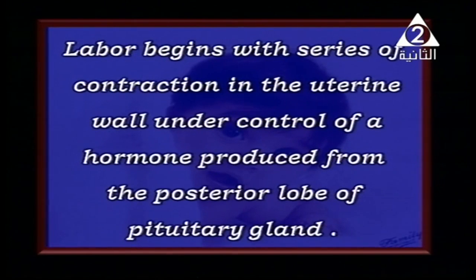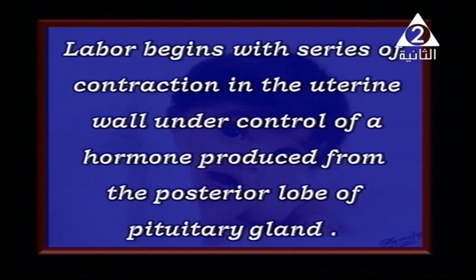Labor begins with a series of contractions in the uterine wall under control of a hormone produced from the posterior lobe of the pituitary gland. Labor means the signs of starting delivery. This is labor: a group of contractions that happen to the female before delivery.